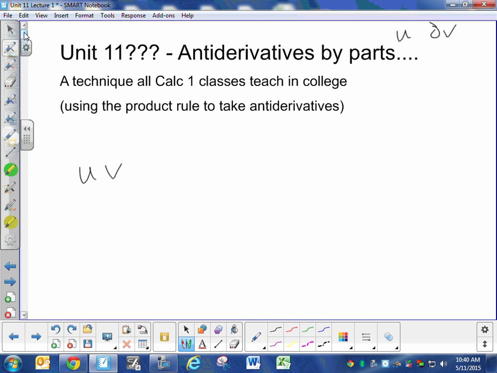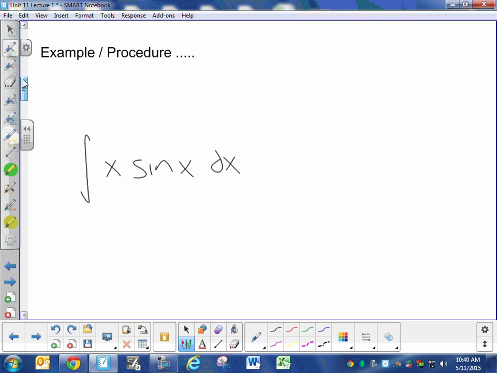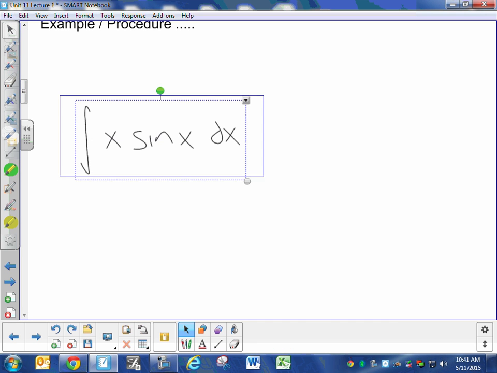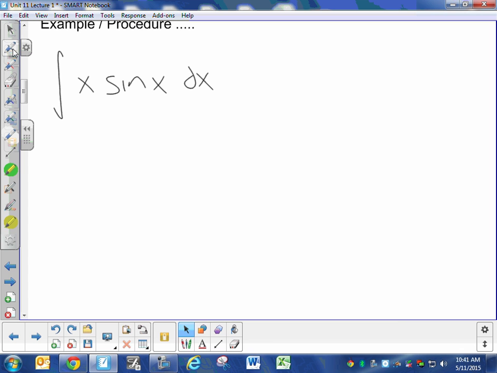Okay, I'm going to show you a quick example of why we need UDV. Let's say we want to take the antiderivative of x sine x. And we'll come back to this one. Well, we know that this antiderivative is not 1/2 x squared times negative cos x. Because if I thought this was the antiderivative, the derivative of this would have to be x sine x. But if I take the derivative of this, I have to use the product rule. Definitely not going to get x sine x.